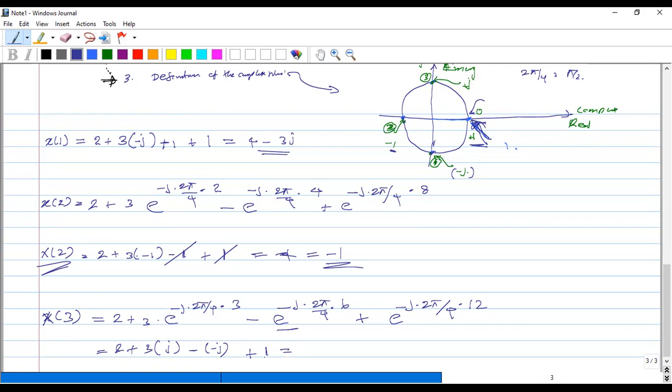Then if I simplify this, I will have 3. So here minus minus j, so plus j. So you will have 3 plus 1. So you will have 4j. So let's check the Matlab.